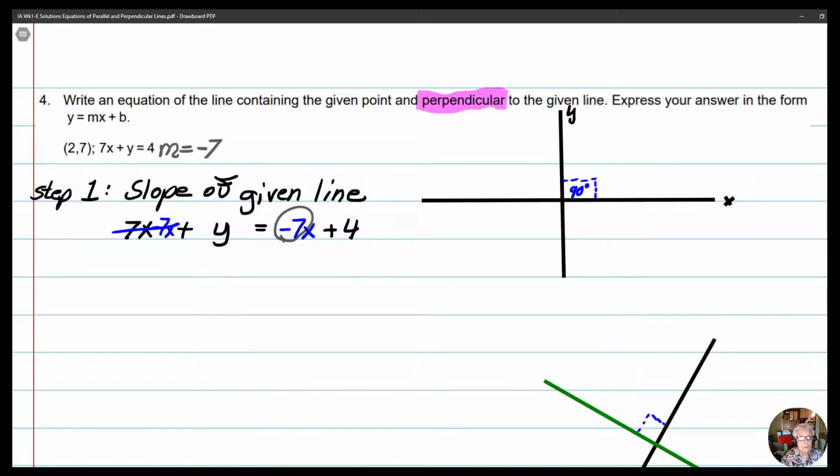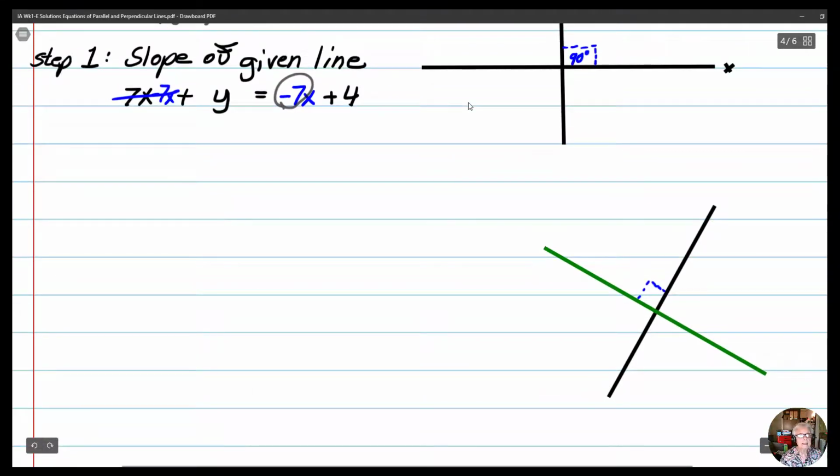But that's the slope of the given line. Our slopes are not going to be equal because these are not parallel lines. They're perpendicular. Step 2. Write the slope of the given line as a fraction, if it's not already.